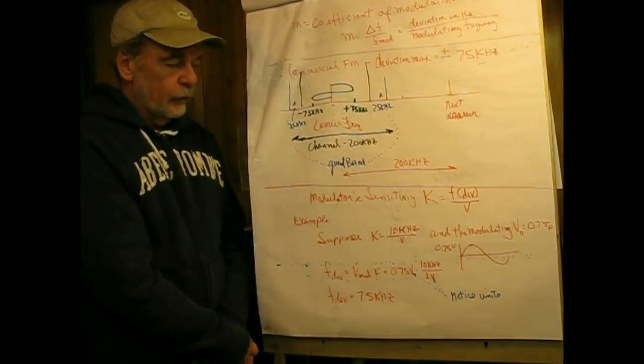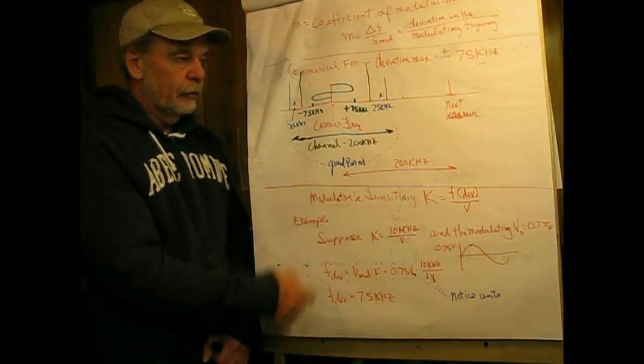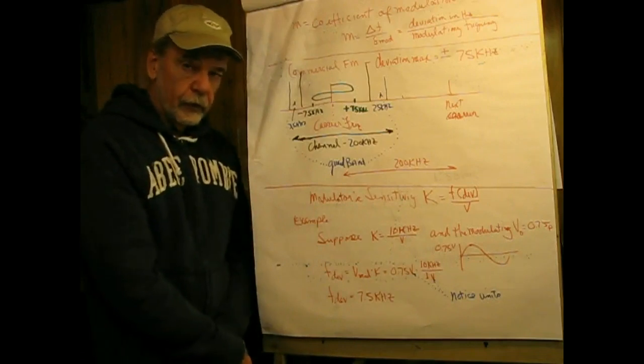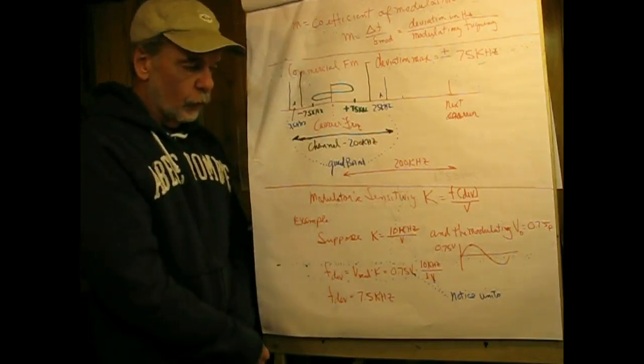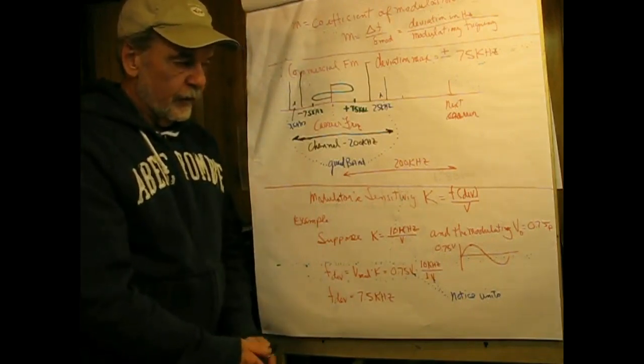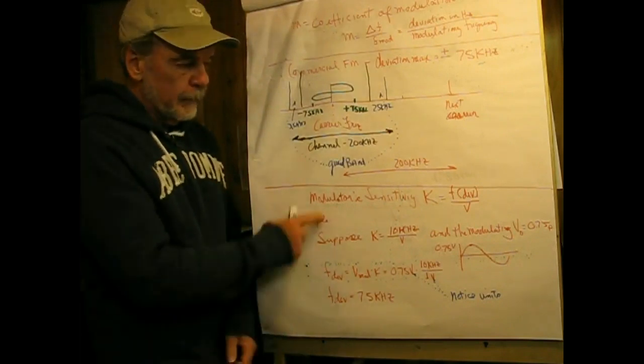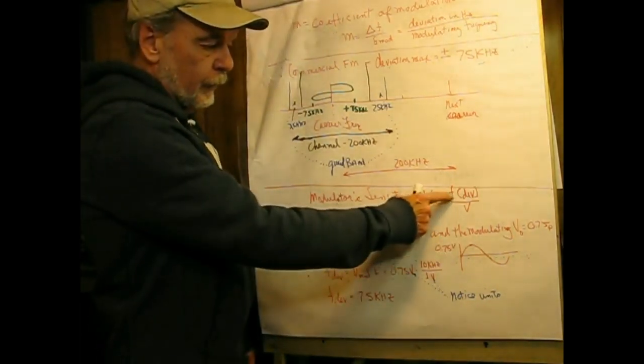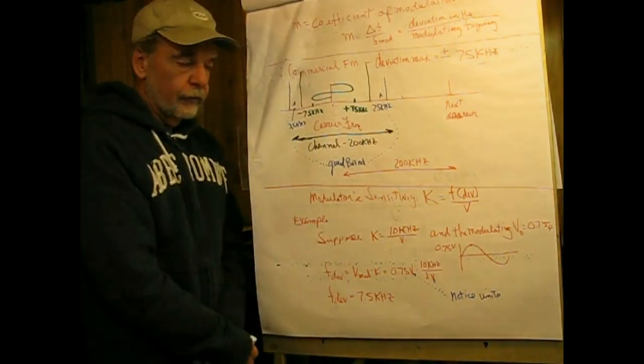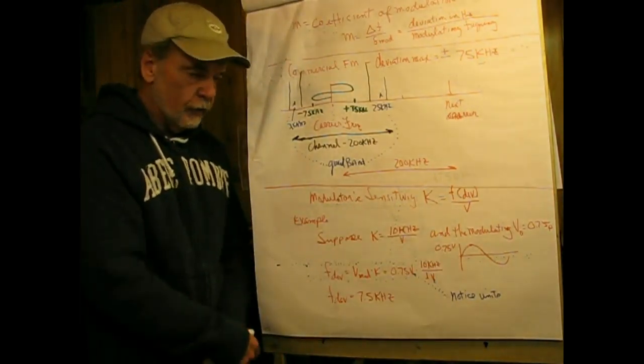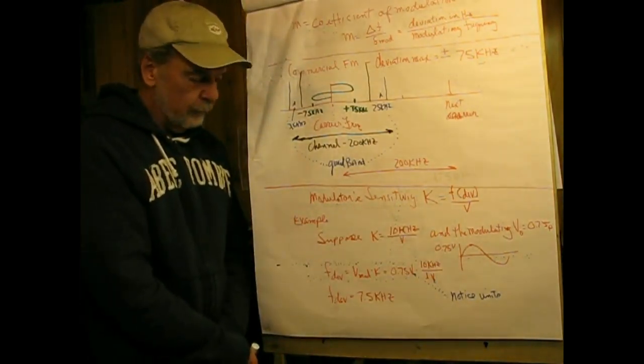Now we have a modulator which makes the carrier wave and deviates it in accord with the modulating voltage, and it has a sensitivity factor called K, and K is the frequency deviation divided by the voltage which causes that deviation, and it's a constant.